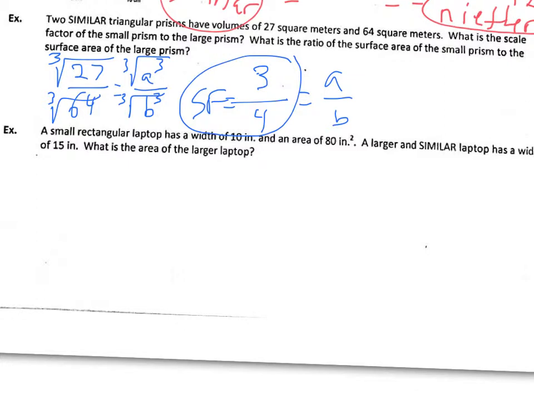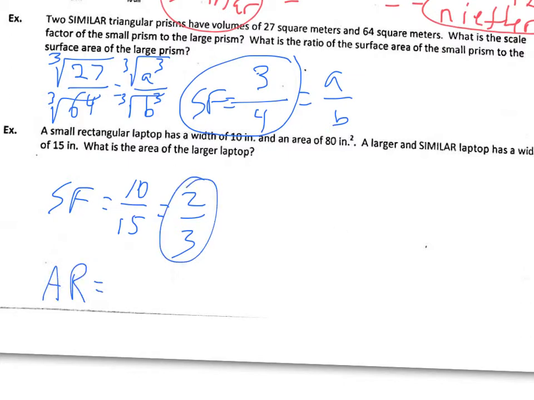Okay. Looking at the next one, a small rectangular laptop has a width of 10 and an area of 80. The larger one has a width of 15, but we have to find the area. So we can find the scale factor because corresponding sides are 10 over 15, which simplifies to 2/3. We have to find the area. So if that's the scale factor, what's the area ratio going to be? Well, I take 2 and I square it. I take 3 and I square it, which is 4 over 9.